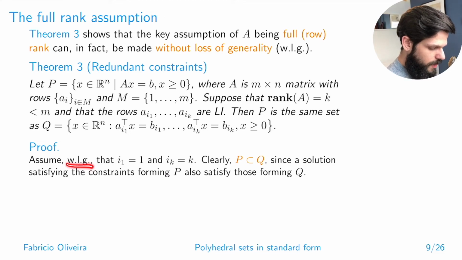So let's assume without loss of generality that I got lucky and my first k rows are the ones that are linearly independent. Of course, this is without loss of generality. I know that P is a subset of Q, and that's a given. It's simply because Q is defined by fewer constraints than P. So if you're satisfying the constraints in P, you're satisfying the constraints in Q, because Q is just a subset of the constraints in P. So this is easy to prove. You can just reason.